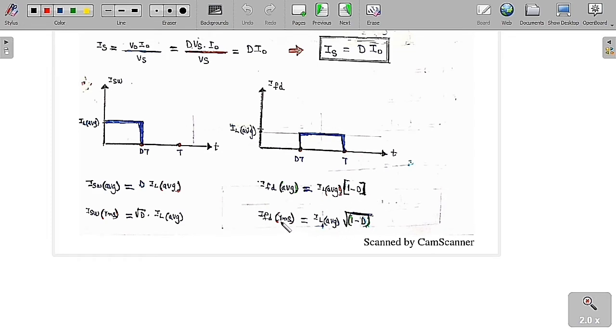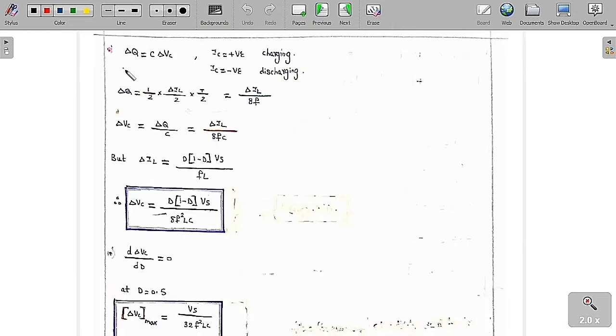If you want to find the RMS value of the freewheeling diode current, it is IL average into under root over T minus dT by T, which gives IL average into under root over 1 minus D. By this we get the average value of the switch current, RMS value of the switch current, average value of the freewheeling diode current, and RMS value of the freewheeling diode current. So delta Q is equal to C into delta Vc.